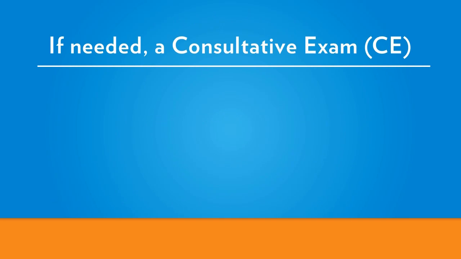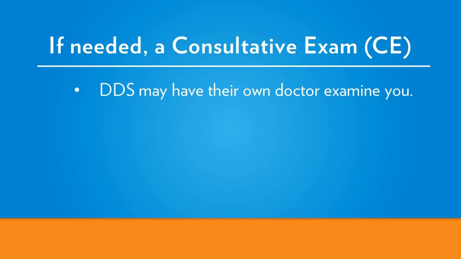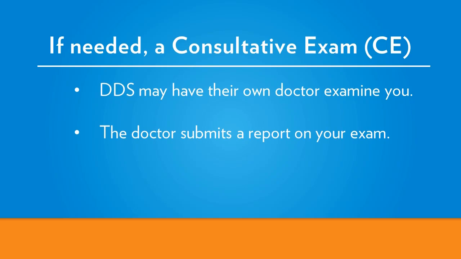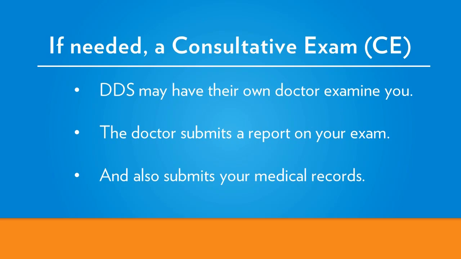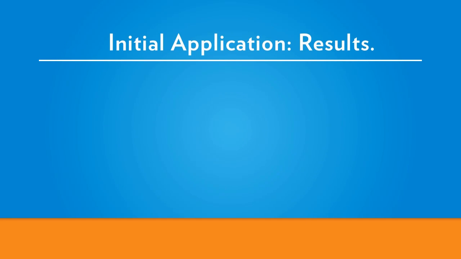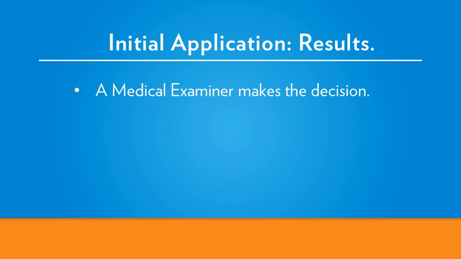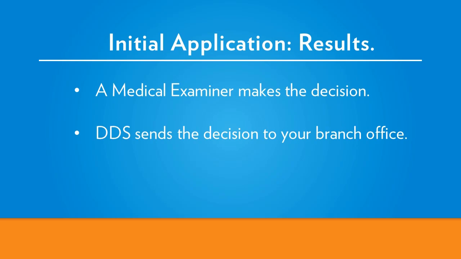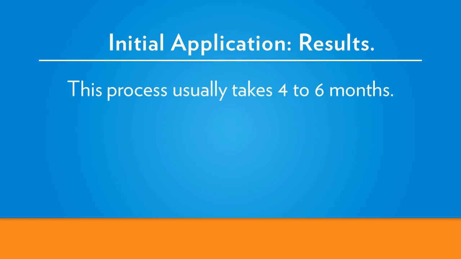If DDS doesn't have enough information from your medical records to make a decision, or if they feel they need more details, a consultative exam, or CE as it's called by Social Security, may be scheduled. A CE is an appointment with a doctor Social Security chooses to evaluate you. The doctor will send them a report based on their review of you, along with any medical records they may have access to. When the file is complete and all of the available medical evidence has been processed, a medical examiner will then make a decision. DDS sends the file back to the local branch office and the decision is sent to you.